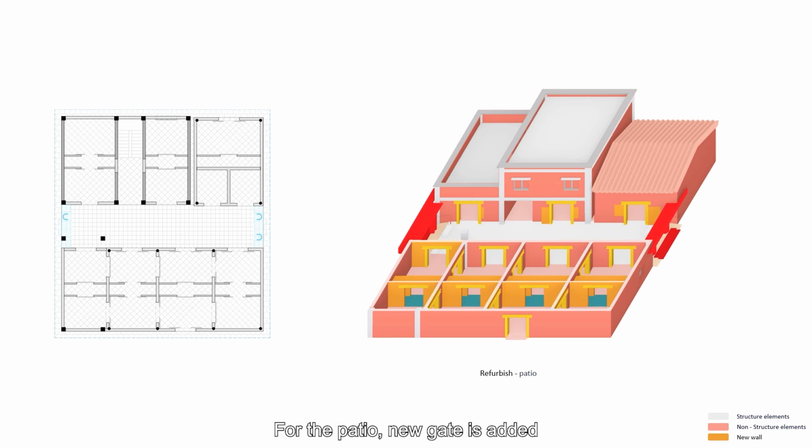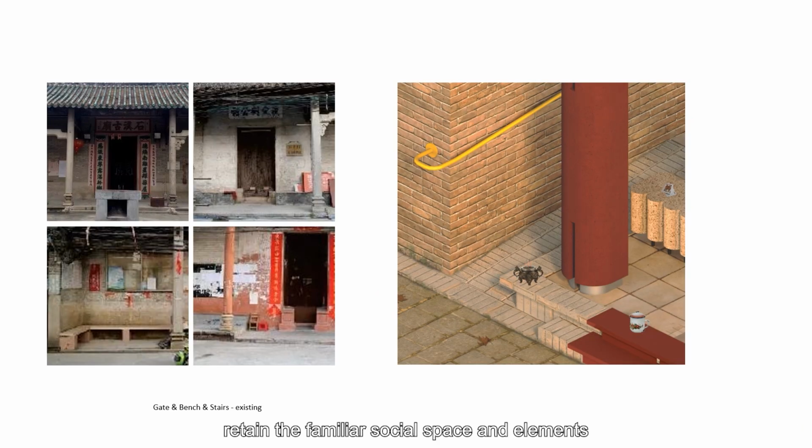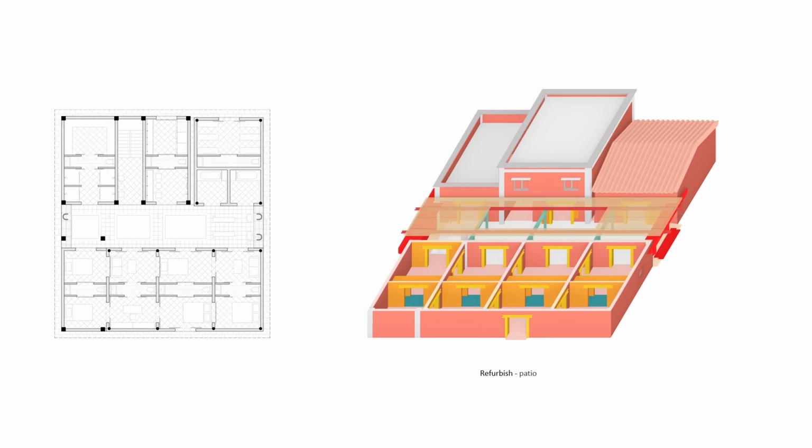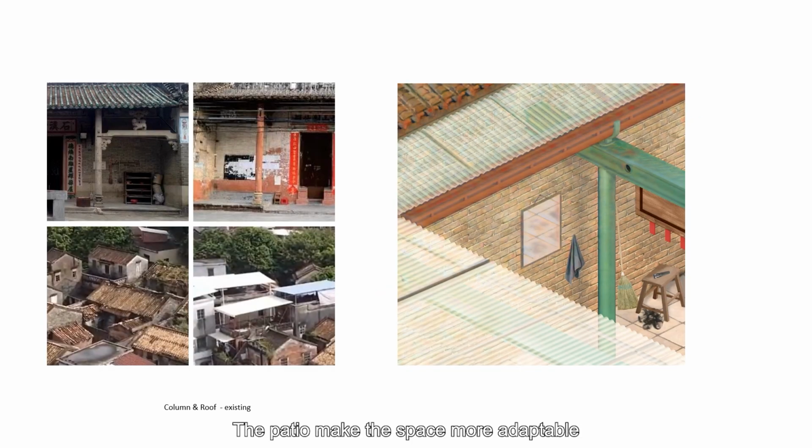For the patio, a new gate is opened. Retain the familiar social space and elements. It's private space, yet public access. The column will help establish the spatial order. The patio makes the space more adaptable.